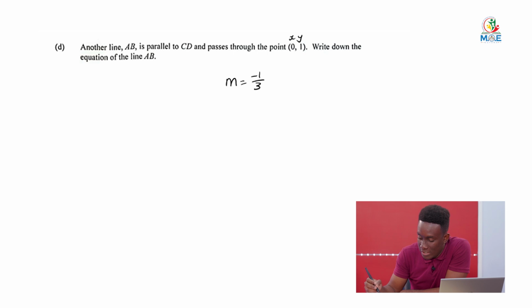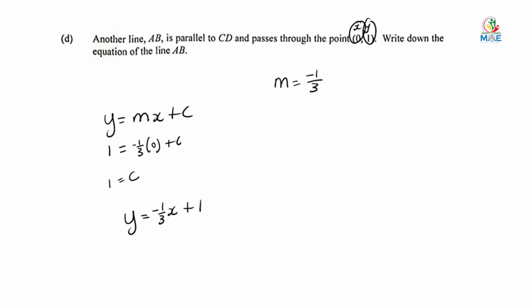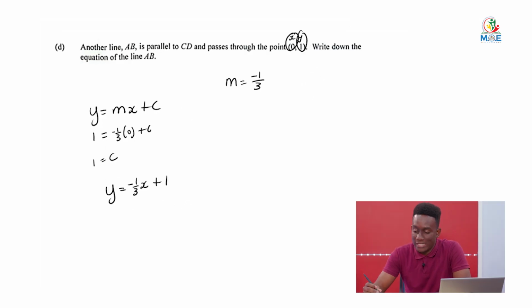So to find the equation of AB, we say it's y equals mx plus c. So we know y would be 1. So it's 1 equals m, which is -1/3, times x, in this case, which is 0, plus c. 1 would be equal to, so anything times 0 is 0. So c is equal to 1. So we can say the equation of the line would be y is equal to -1/3x plus 1. And that would be the equation of this line that is parallel to CD.